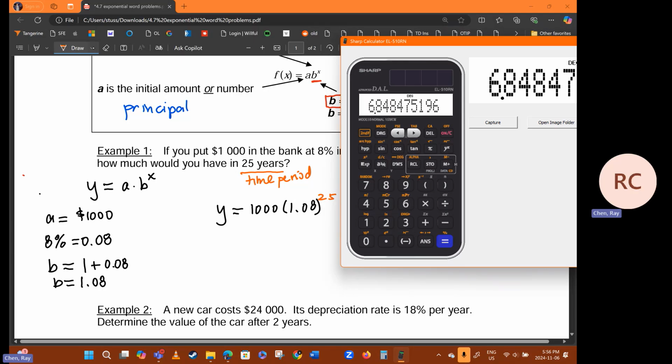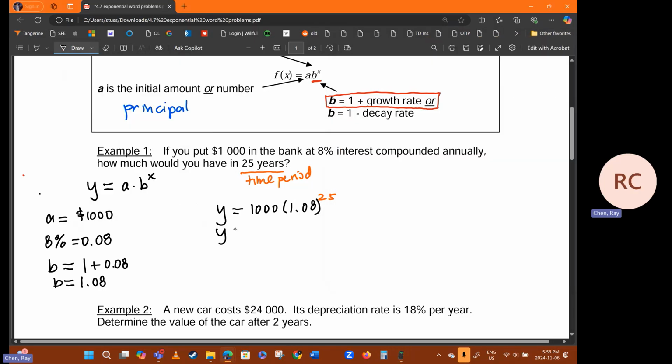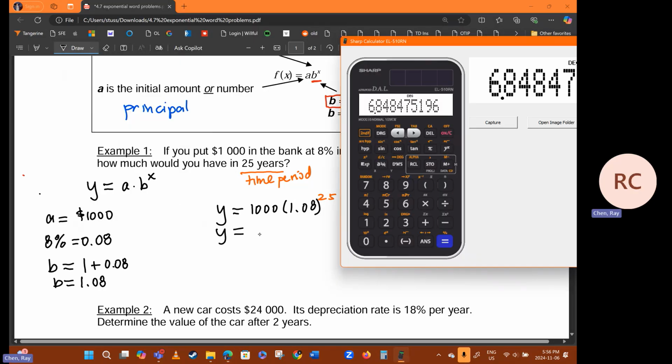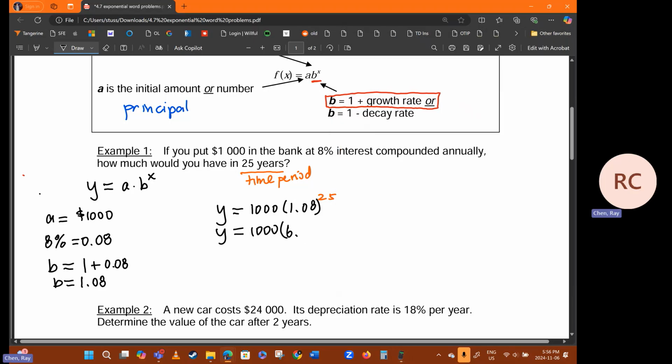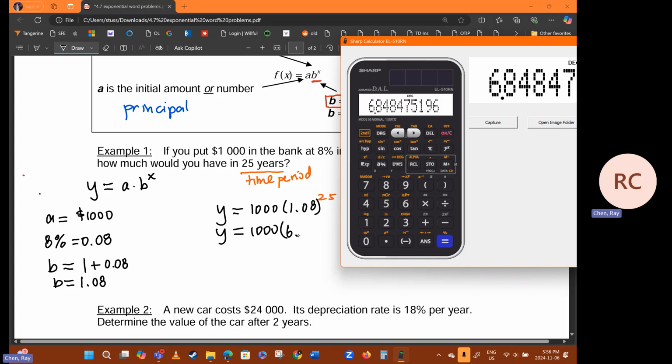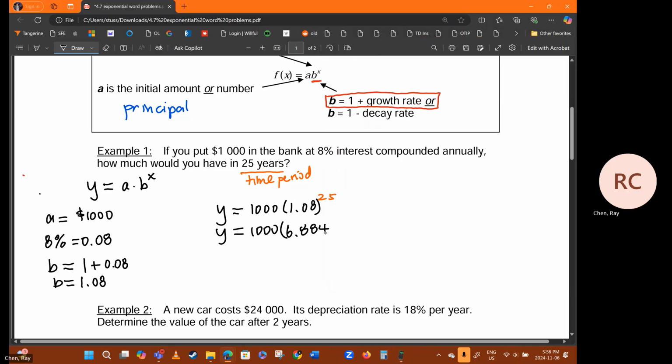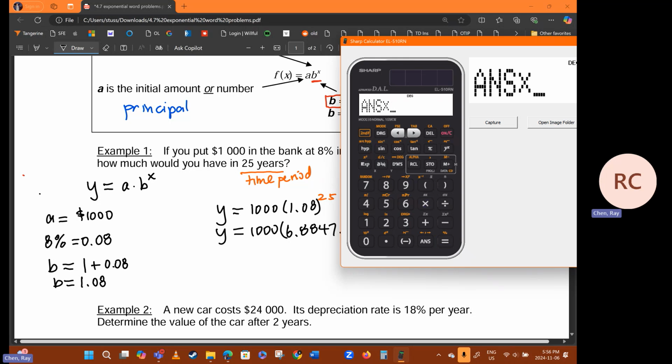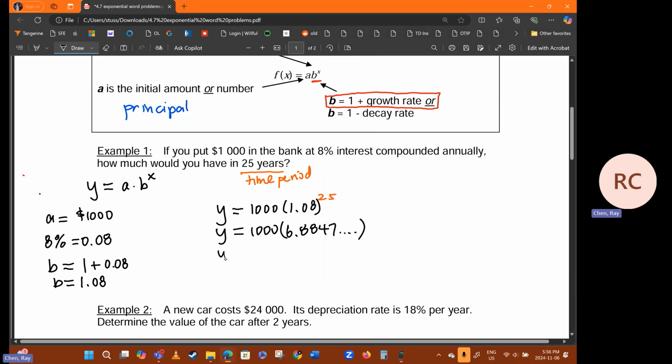Now you don't have to go this slowly, but we're going to get this answer. And I'm just going to hopefully write this out. And I apologize, I will have to take a look at the screen. That's 1,000 times 6.84847, and it keeps on going. So when we multiply this by 1,000, our final answer to 2 decimal places, because in Canada we round to the nearest cent, we get $6,480.48.